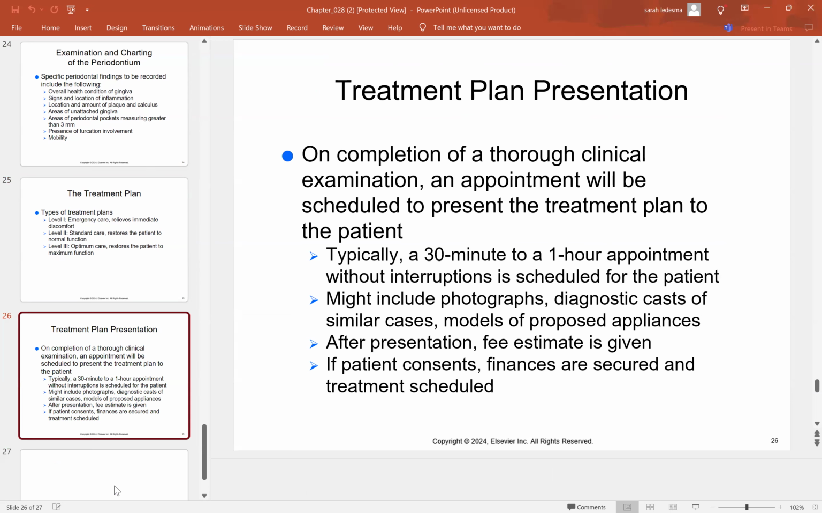With treatment plan presentation, an appointment will be scheduled to present the treatment plan to the patient. This is typically a 30 minute to 1 hour appointment without interruptions. It might include photographs, diagnostic casts, and models. After presentation, a fee estimate is given. If the patient consents, finances are secured, and the treatment is scheduled.